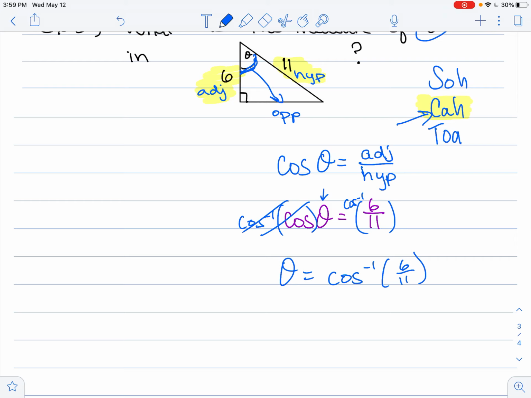And if you plug that into your calculator, inverse cosine of 6 over 11, we get approximately 56.9 degrees.